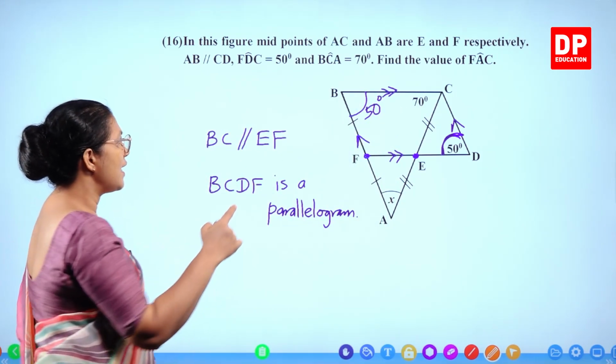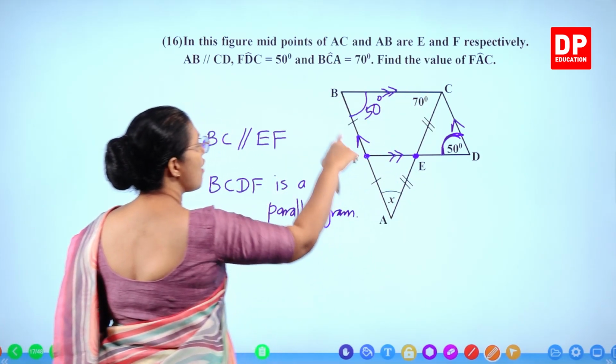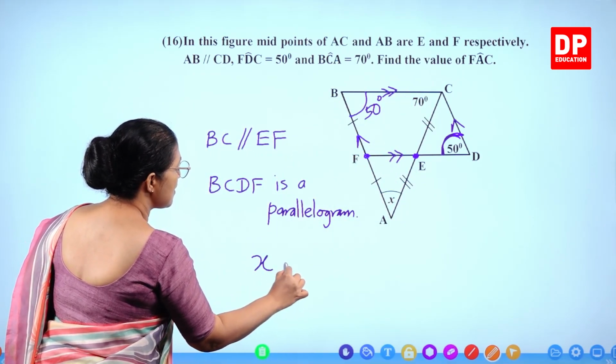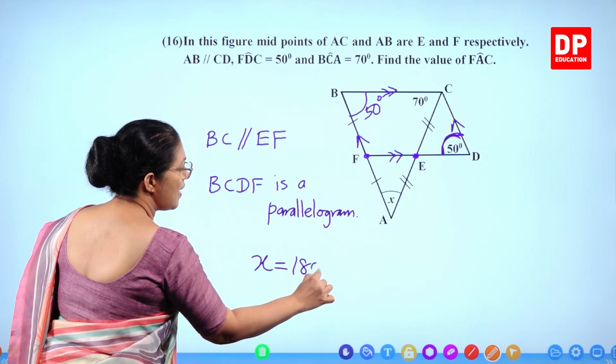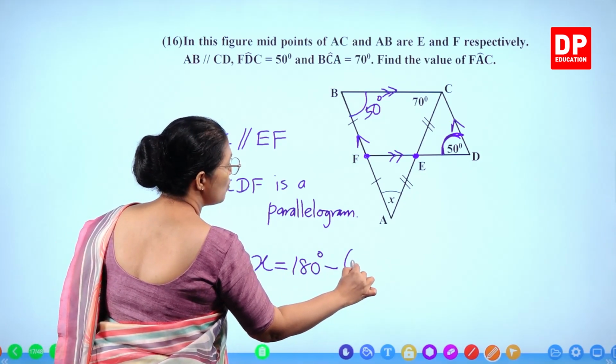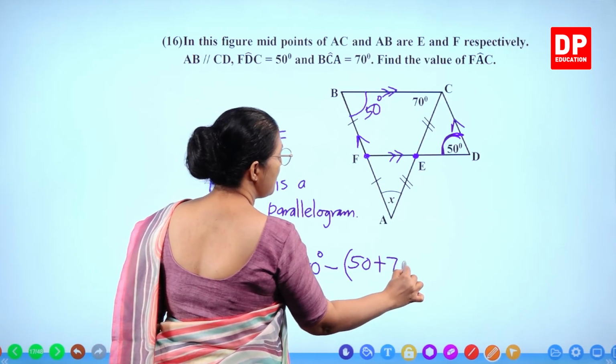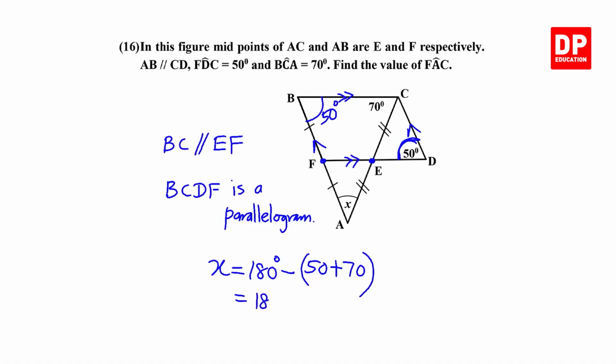Now we can find X using the bigger triangle. So what is X? Sum of angles in a triangle is 180 minus the two angles given, 50 and 70, that is 120. So 180 minus 120, you get 60 degrees. So you get 2 marks for that.